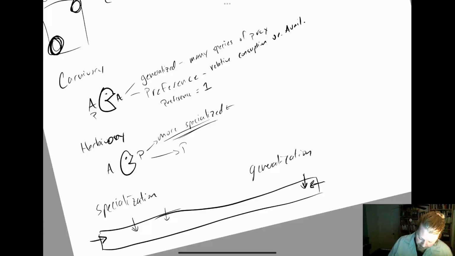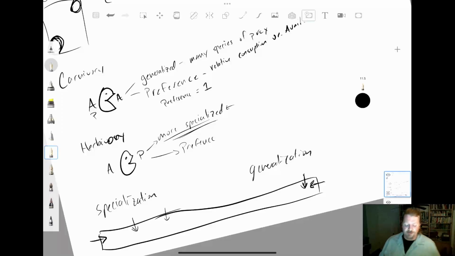And again, we can measure preference here, right? In the same way, relative consumption of a given resource versus another. But what you should really know for this section, concept 12.1, 12.2 in your book, is that I want you to think of specialization and generalization as a spectrum, where some interactions are more or less specialized, more or less generalized, but not a dichotomous categorical variable. And that in general, herbivory tends to be more specialized.